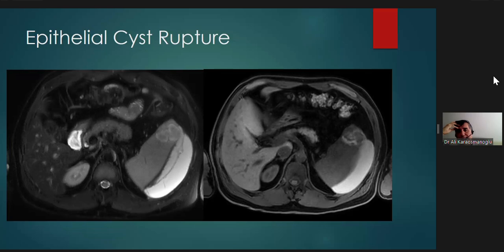So this patient underwent surgery, and the pathology did not find any malignant cells in the splenic parenchyma. And this finding was confirmed to be an epithelial cyst, which spontaneously bled.